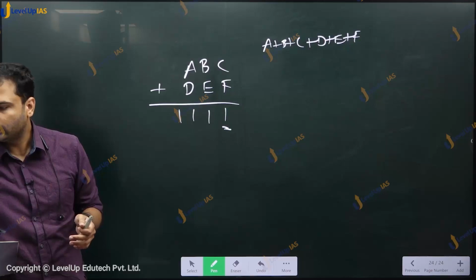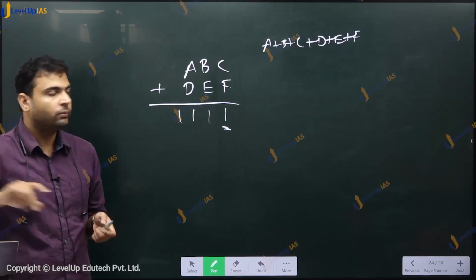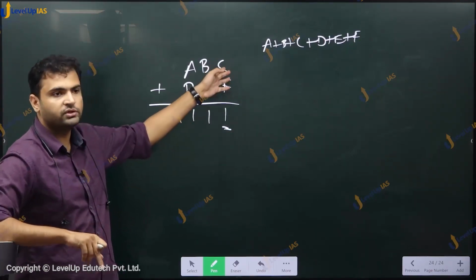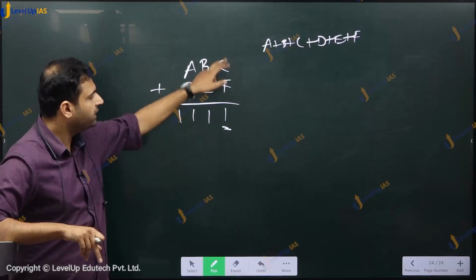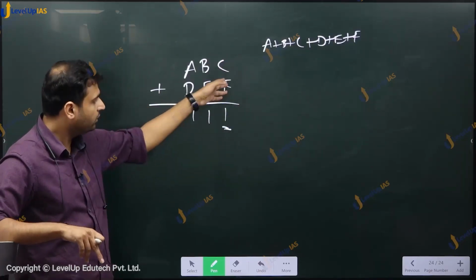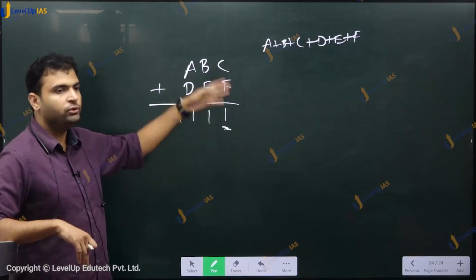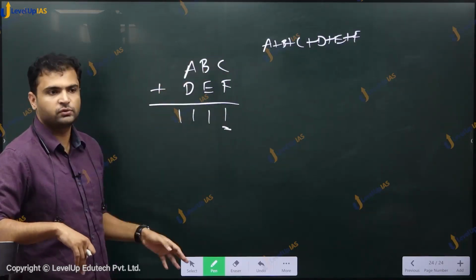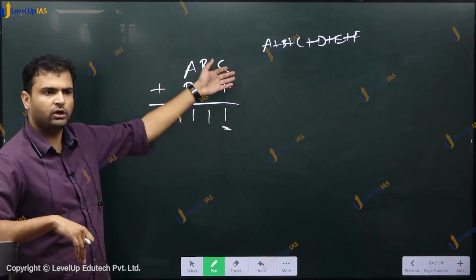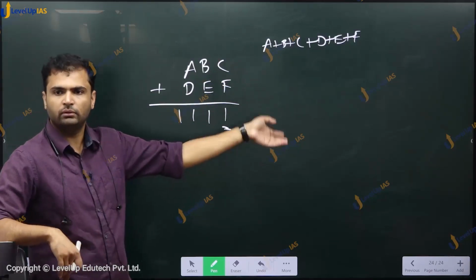And further it cannot be 1. Why? Because both of these are non-zero. So even if they are the smallest digits, 1 plus 1 होगा तो भी तो 2 जाएगा वो. 1 कभी नहीं होगा. For 1 you need one of them as 0 and one of them as 1. Then only it can be 1. But none of them is 0 because that is given. Both are non-zero.